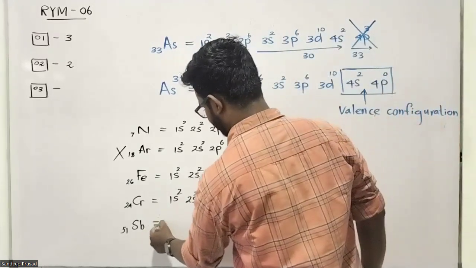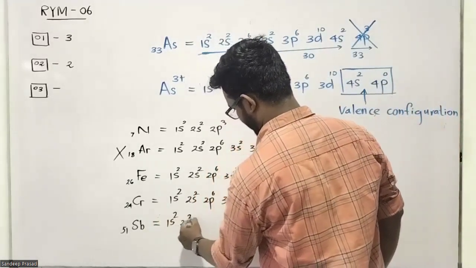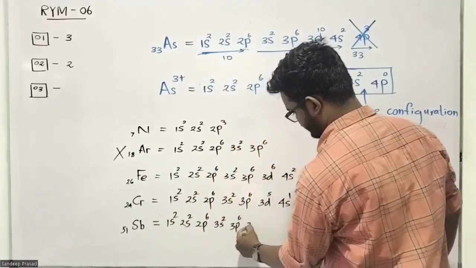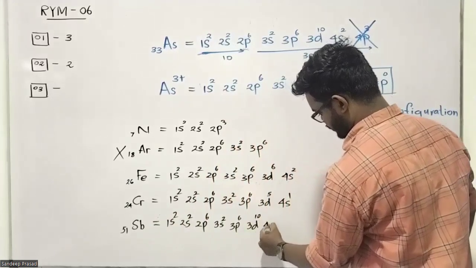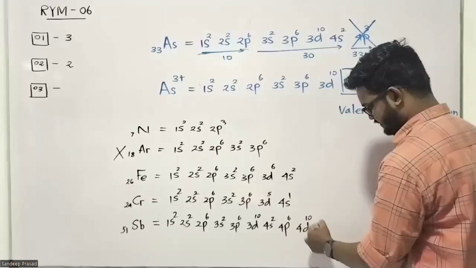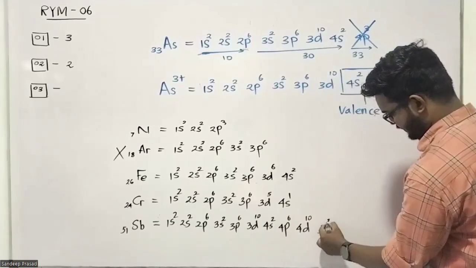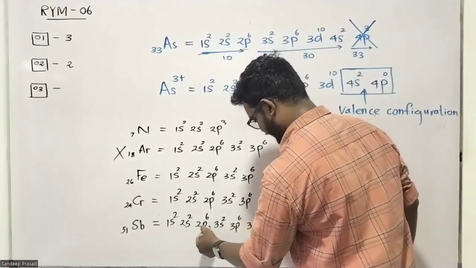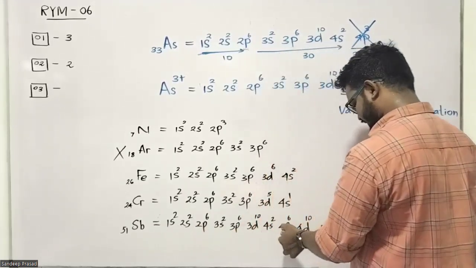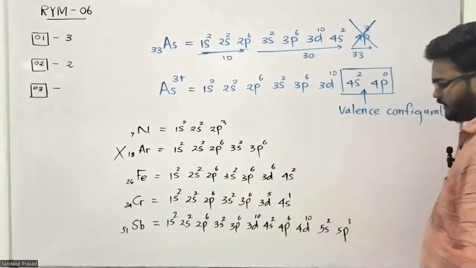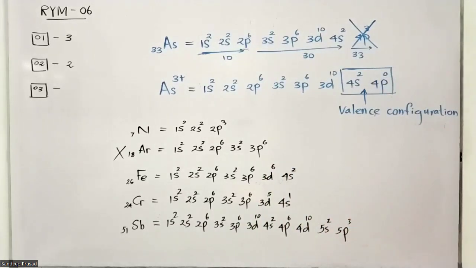So let's go with antimony also. 1s2, 2s2, 2p6, 3s2, 3p6, 3d10, 4s2, 4p6, 4d10, 5s2, 5p3. 51, right? 10, 30, 36, 46, 48, 48 plus 3 is 51. So this is the configuration for antimony.